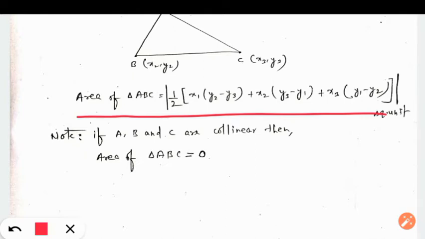This is one method, and another method we have already discussed in the previous video, by using the distance formula: AB plus BC must be equal to AC. So with that formula you can prove the given points are collinear, or with the help of the area formula you can also prove that the given points are collinear.